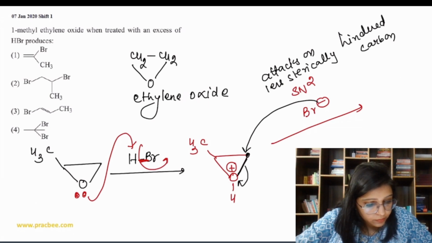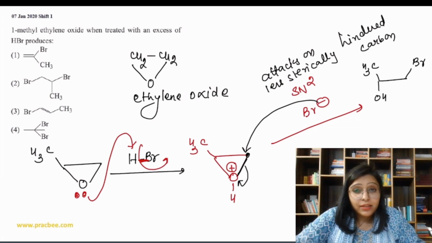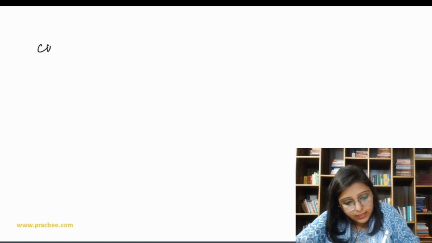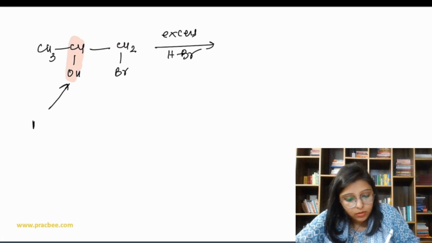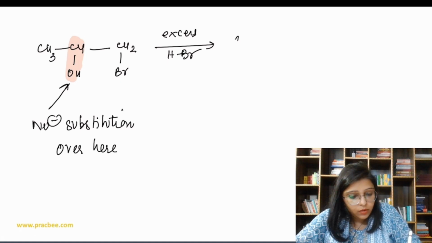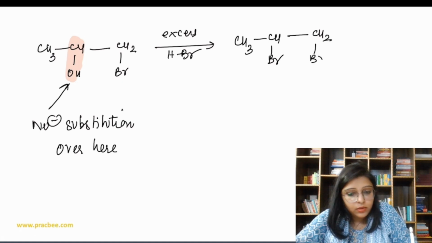So Br minus attacks this carbon and the electrons of this bond shift to oxygen. So we get Br, here we have CH3 and here we have OH. Okay, but we have excess of HBr, so we get CH3, CHOH and CH2Br. But since we have excess of HBr, we can do nucleophilic substitution over here. So from here we get CH3, CHBr and then CH2Br.